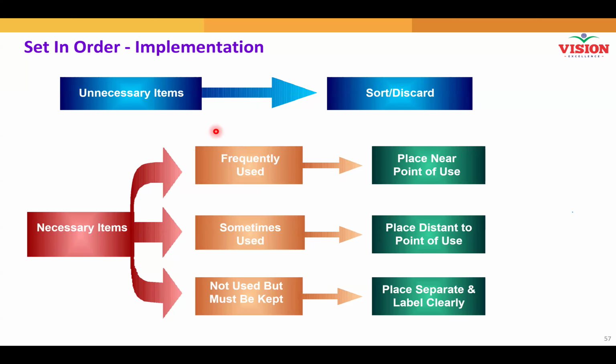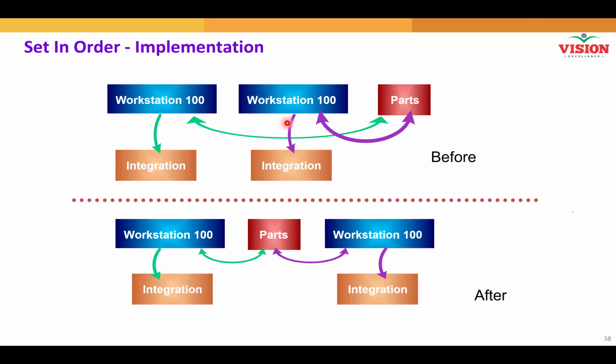This is again for set in order, where to keep frequently used items. Obviously we need to keep them closer to the point of use. If an item is rarely or sometimes used, place it at a distance. But if it is not used at all, you can separate it and then dispose of it also. These are some basic guidelines, self-explanatory.